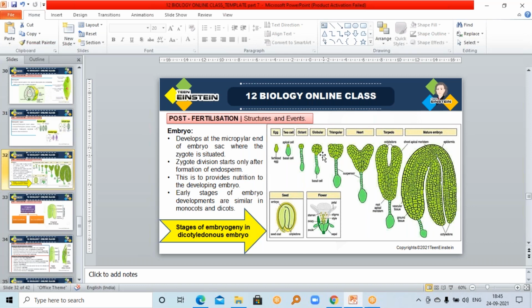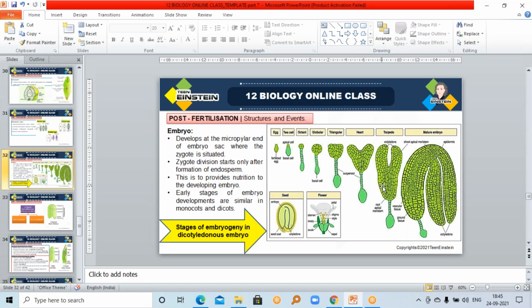Then it will form the globular shape. Here you can see, it is almost round or globular. Then after some divisions, it will form the heart shape. Here you can see a heart-shaped embryo.